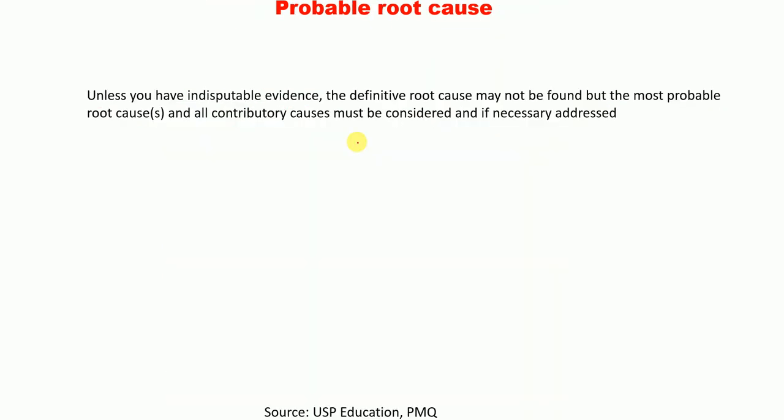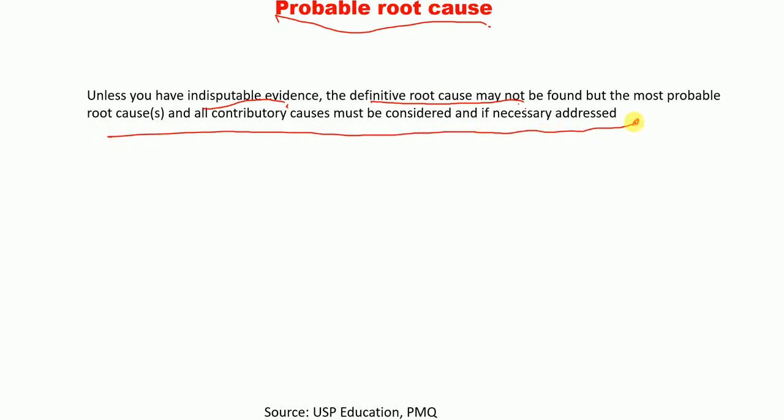And so another thing: sometimes it's not possible to identify the exact root cause. So in that case, we list the probable root causes. Basically, unless you have indisputable evidence, the definitive root cause may not be found. So the most probable root causes or all contributory causes must be considered and, if necessary, addressed.